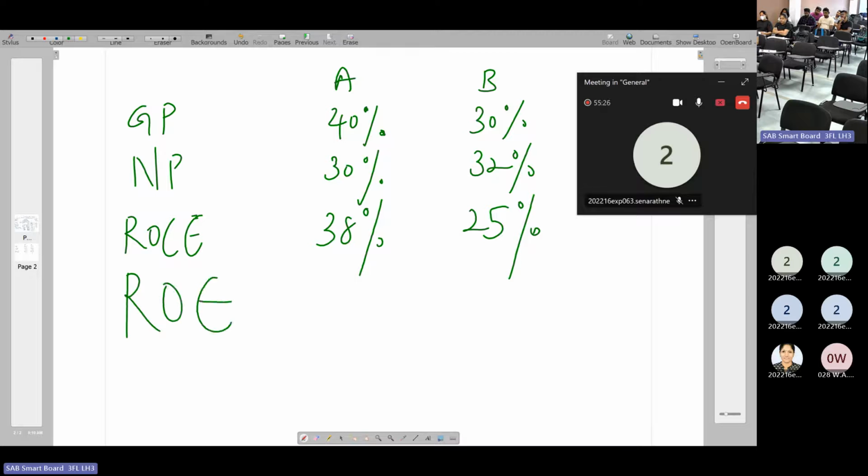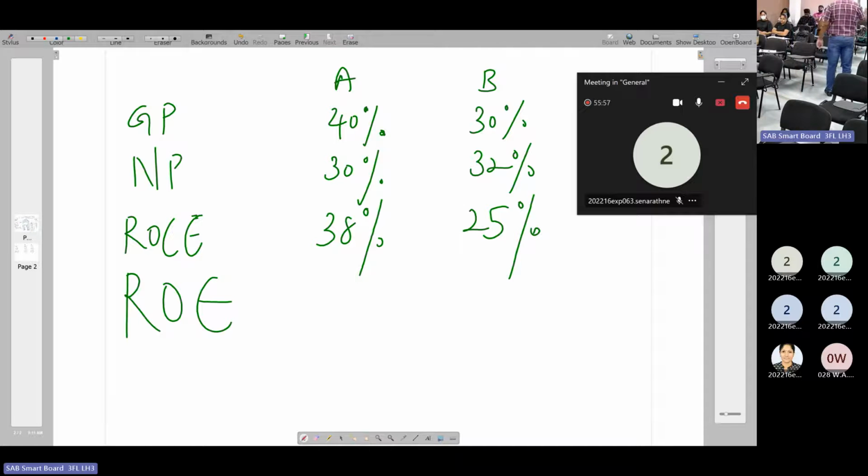ROE, shareholders' ratios, return on equity. That's what I said, they are less definitive. Based on perception, the interpretation and formulas can be changed. Okay, right. What do you think about these two organizations in terms of profitability?